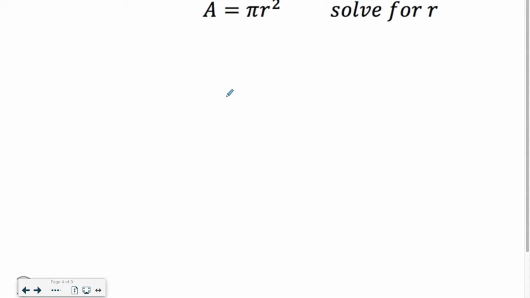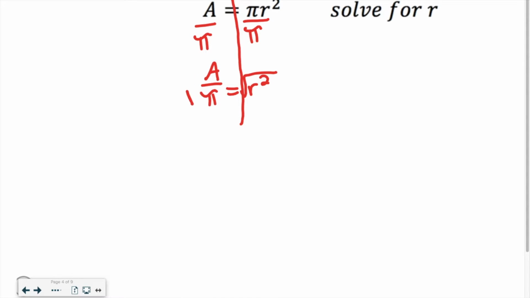All right, and the next one, the area of a circle. So we're going to solve for r. Again, draw our line. And r squared right now is being multiplied with pi, so we're going to divide by pi. And you're left with A over pi equals r squared. To get r by itself, we would have to take the square root. And if you take the square root of one side, you've got to do the other side. So then you're left with r equals the square root of A divided by pi.